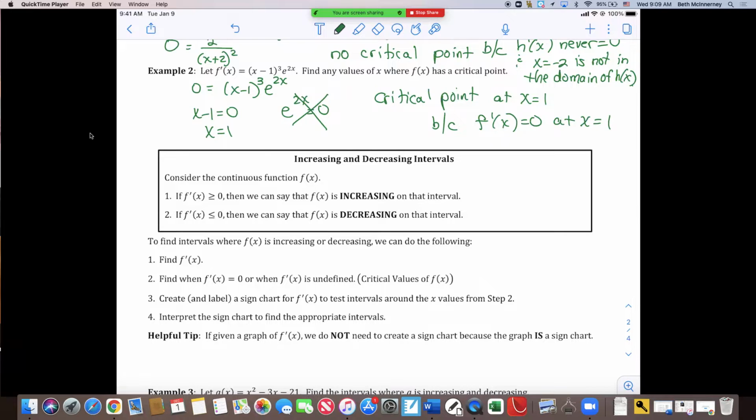All right, so critical points are critical. And now we're going to talk about increasing and decreasing intervals using calculus. So consider the continuous function f of x. It does have to be continuous in order for this to hold. Number 1, if f prime of x is greater than or equal to 0, then we can say that f of x is increasing on that interval. If f prime of x is less than or equal to 0, then we can say that f of x is decreasing on that interval.